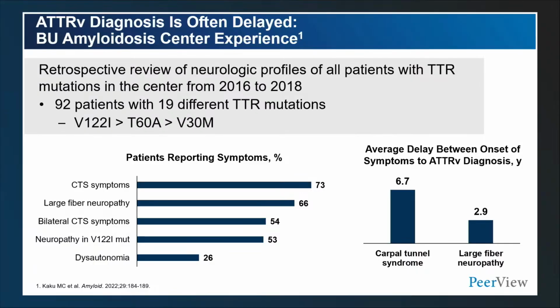Notably, I mentioned that the most common mutation, V122I, is primarily cardiac manifestation, but we found actually neuropathy in up to 50% of these patients. And many of them actually didn't report symptoms of neuropathy, but we found it clinically on exam or via EMG or skin biopsy.